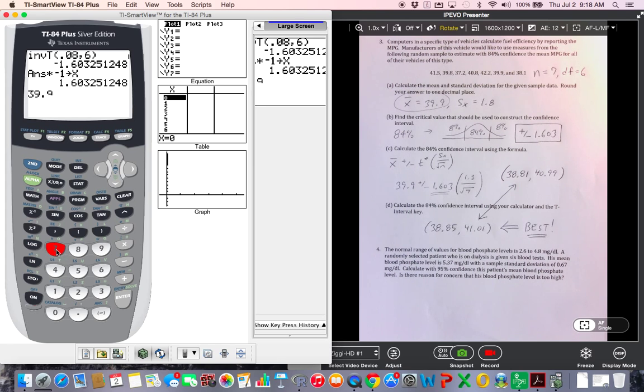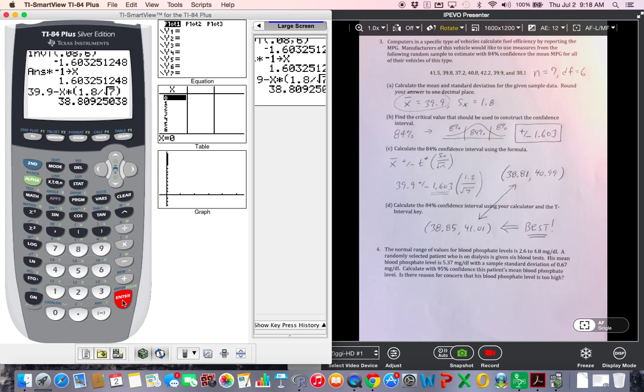Square root of 7. Hit the right arrow to get out of that. And we're going to get a little bit better 38.81. Well, it didn't help at all, did it? And the reason is because my mean is approximated at 39.9 and my standard deviation is approximated as 0.8. So let's see if there's a way that we can take care of that.